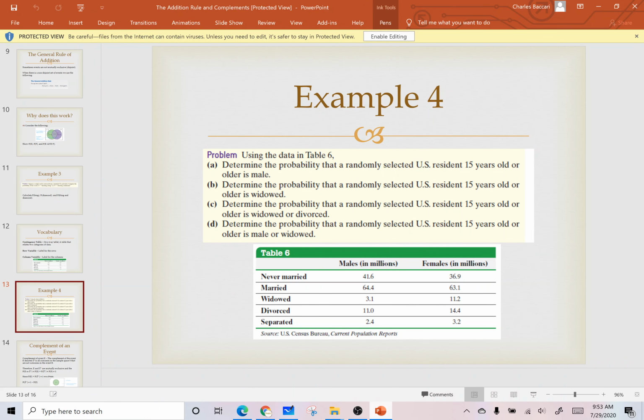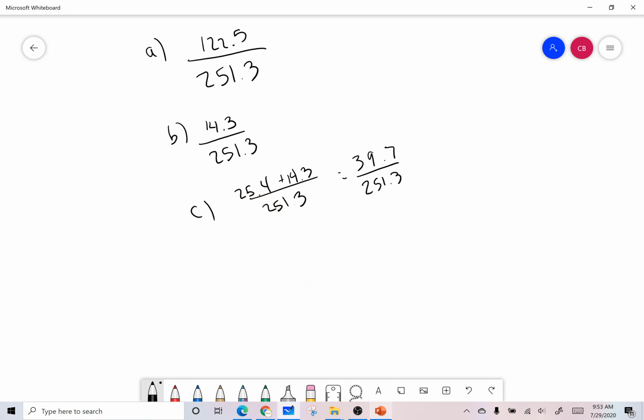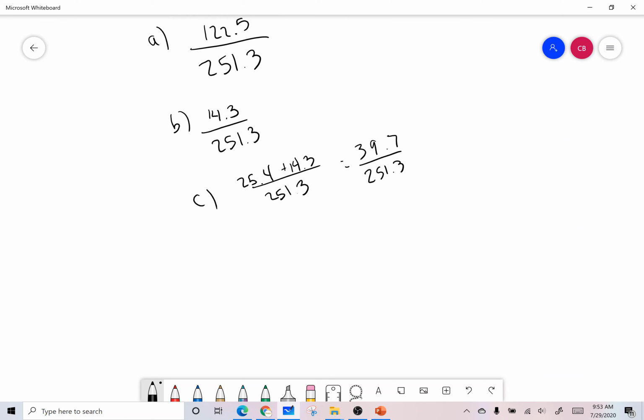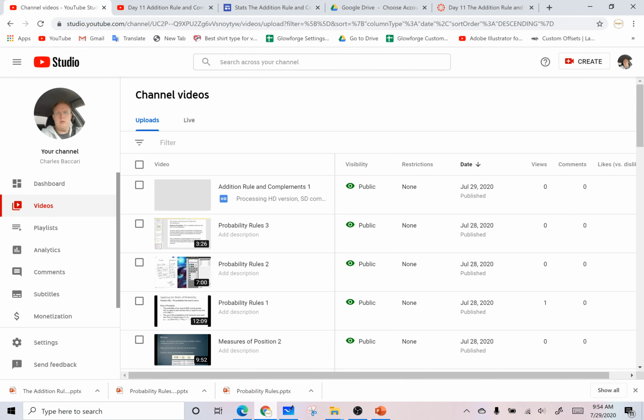And the probability that a 15-year-old is male or widowed. Well, we've got male and widowed from earlier, so male was 122.5. Widowed is 14.3. So we have 136.8 out of 251.3. So we've got the calculation for that. Almost 50% of the people on this.